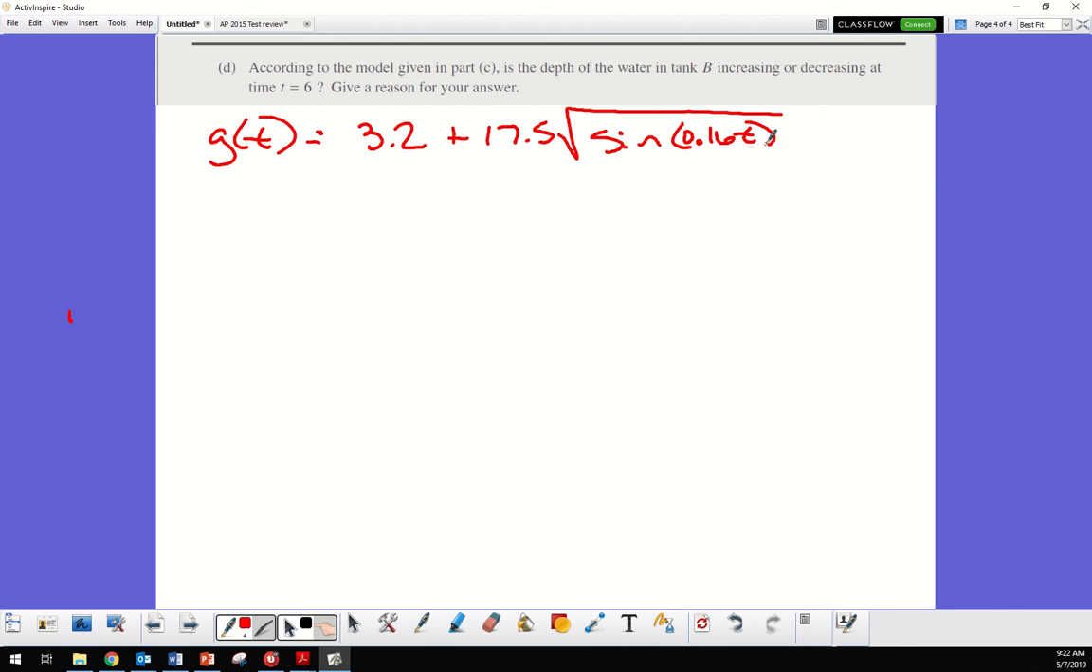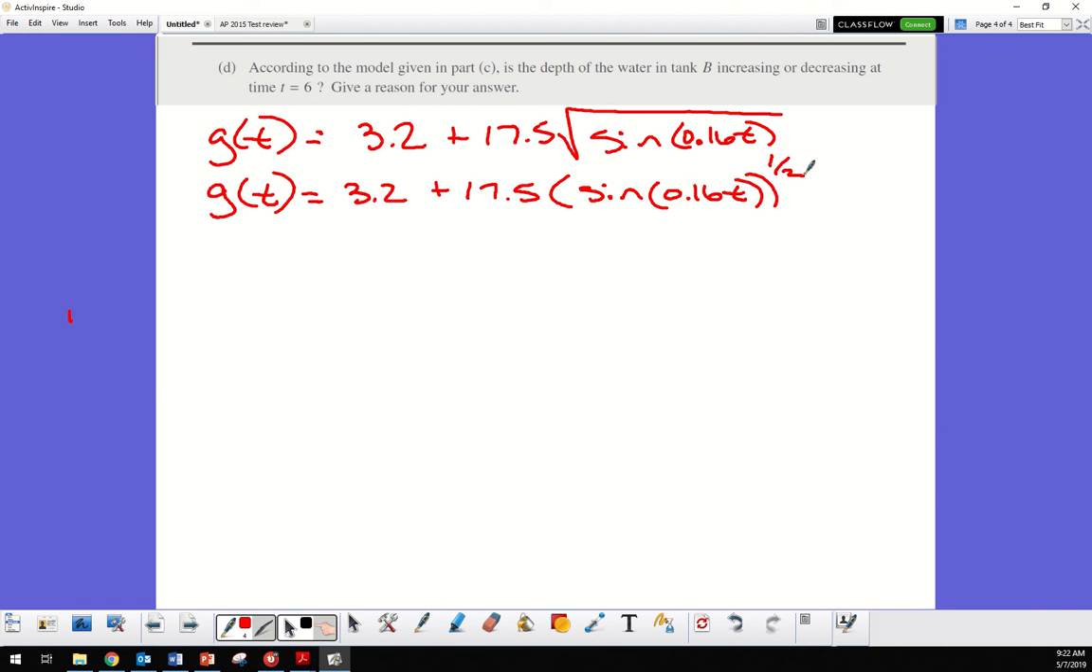I'm going to rewrite this first before I try to do any math, because I don't like having radicals: 3.2 plus 17.5 times the quantity sine of 0.16t, to the 1/2.